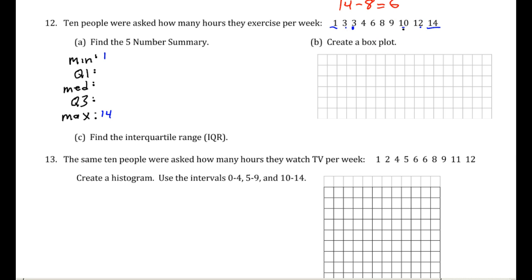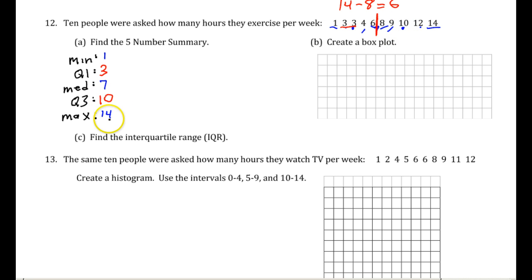7. Okay, so those are the middle 2 numbers, 6 and 8. So what's the middle of those 2 middle numbers? 7. Okay. And we split it in half. So we have 5 to the left and 5 to the right. So what's the median of the first 5? What's the median of the last 5? So we have the median of the first 5 is 3. The median of the last 5 is 10.